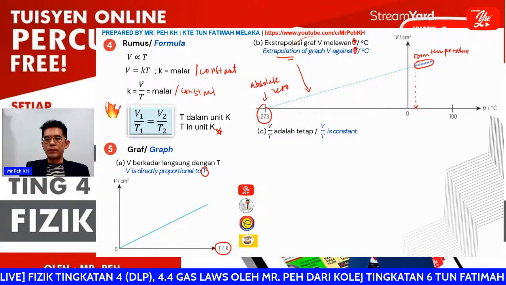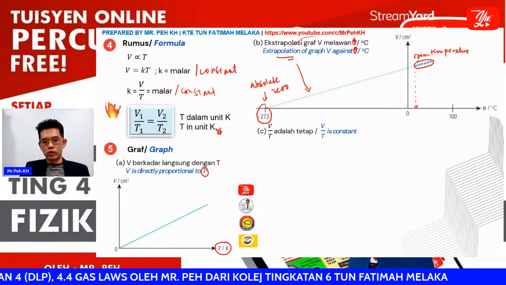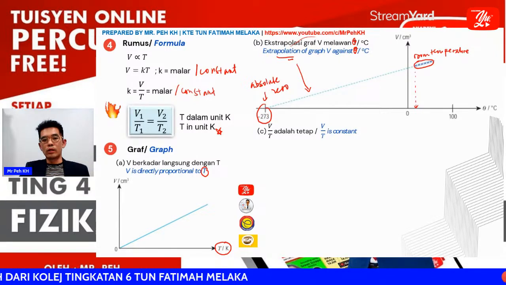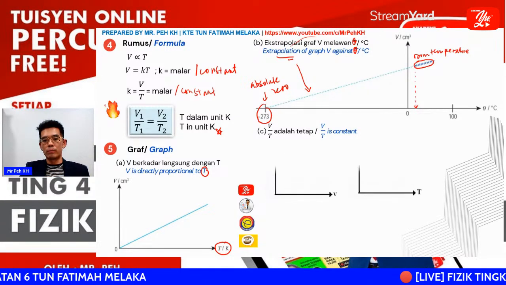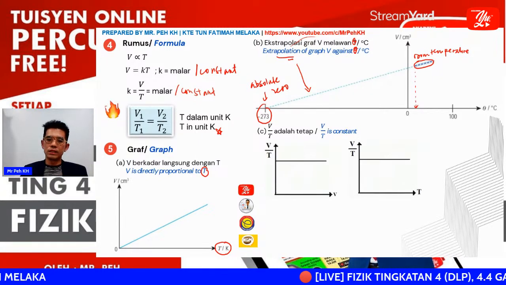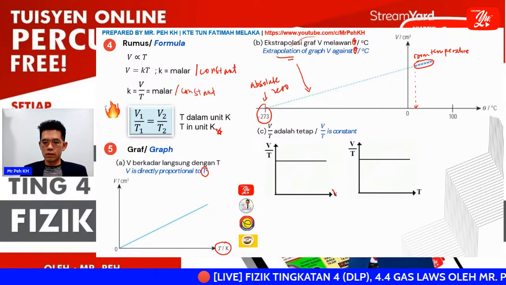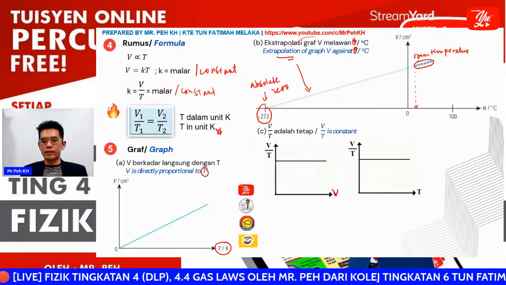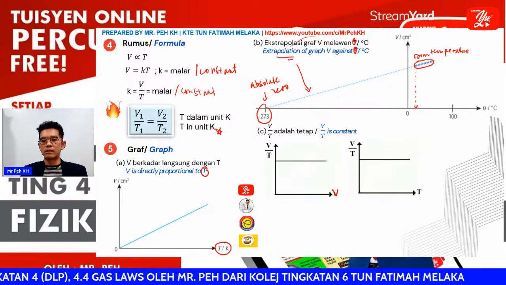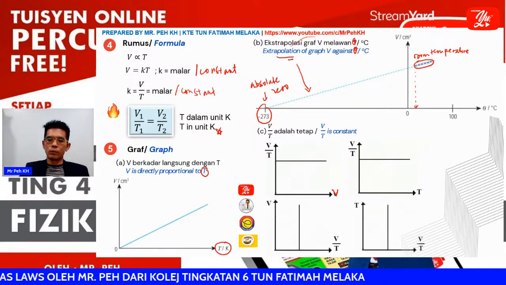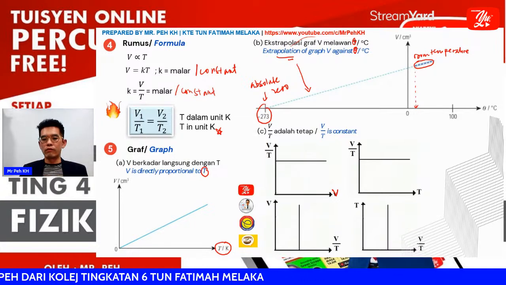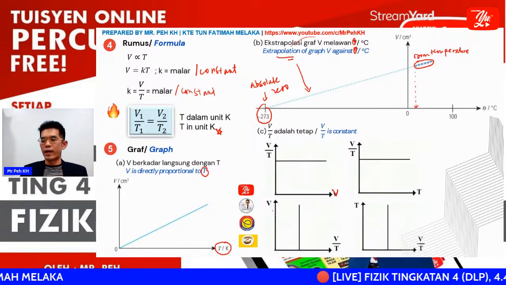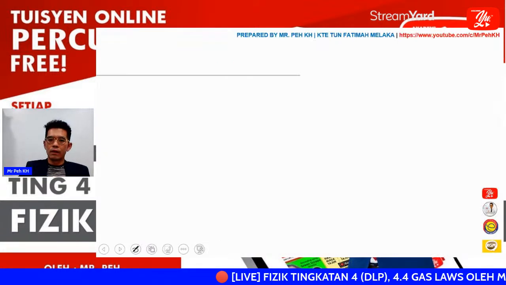Okay, then the C graph will be V over T equal to constant. So these are other graphs showing where the graph meets Charles' law. So here V over T against V, and V over T against T will be constant, where the straight line will be parallel to the x-axis. When we go to V against V over T, it will be a line parallel to the y-axis.